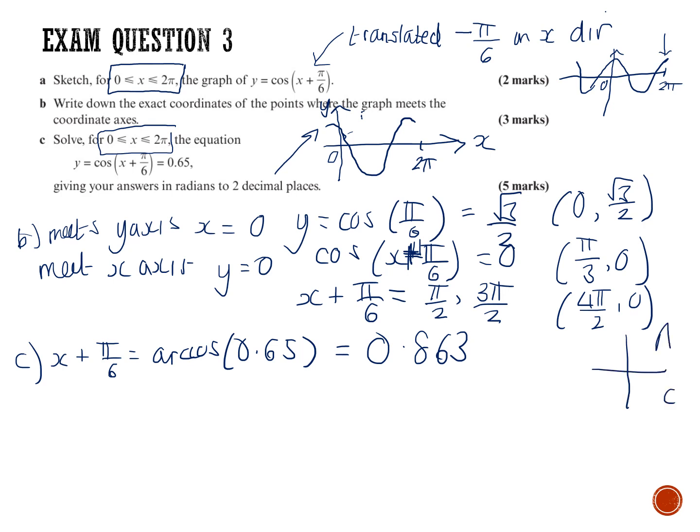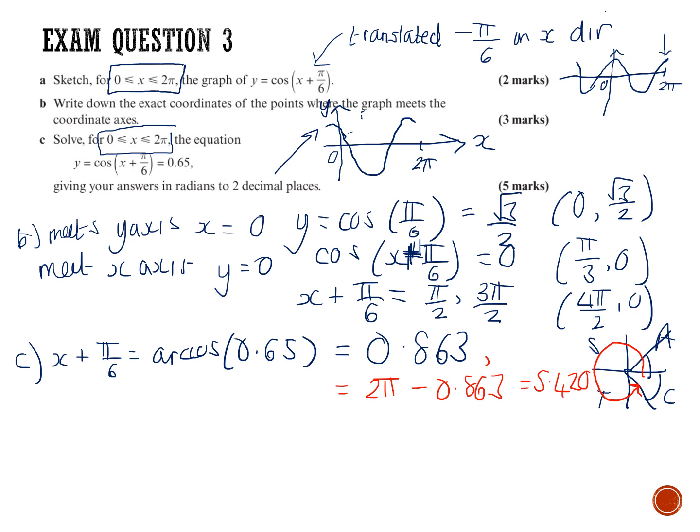Class diagram again. We've done quite a lot of coses, haven't we? We know that cos is positive there, and we also know that cos is positive there. So I'm going to get my second answer by doing 2 pi minus that, and I'm going to do that before I muck about with the minus pi by 6 bit. So my second one is 2 pi minus 0.863, which is 5.420.